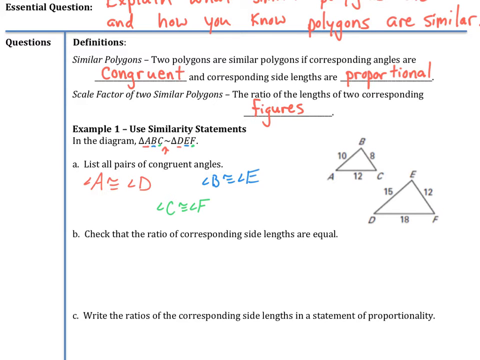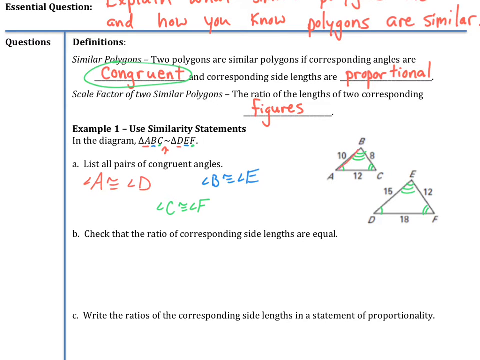So in similar figures, we said that the corresponding angles are congruent. So A is congruent to D, C is congruent to F, and B is congruent to E. And that's what it means to be similar. The angles are congruent and the sides are proportional. So check that the ratio of corresponding side lengths are equal. So let's look at the side lengths.